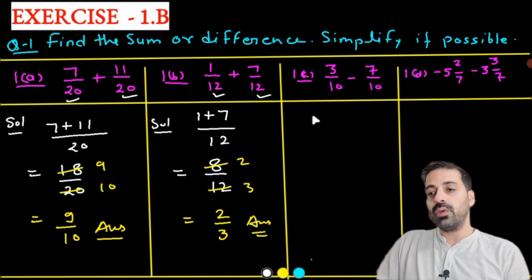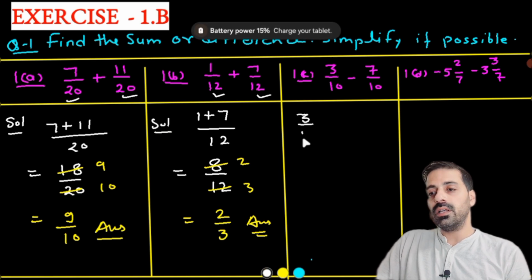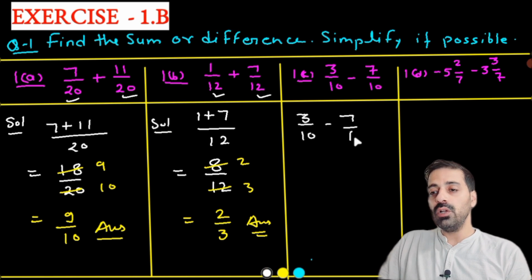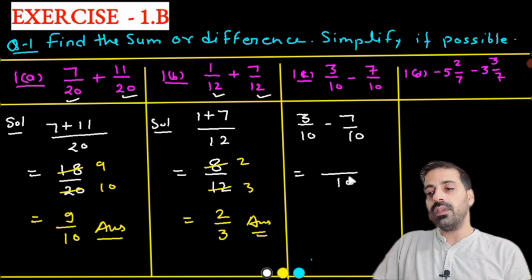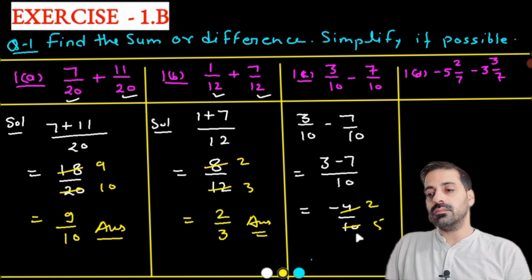Now the next question is 3 upon 10 minus 7 upon 10. Here the denominator is 10, so 3 minus 7, so the answer is negative 4 upon 10. Now again we have a common factor 2, so the final answer is negative 2 upon 5 here.